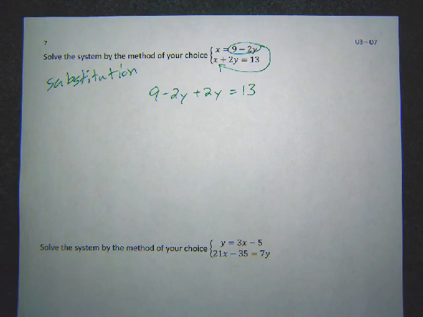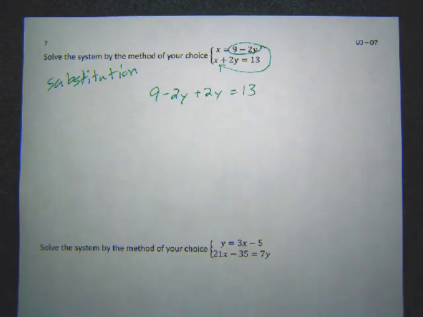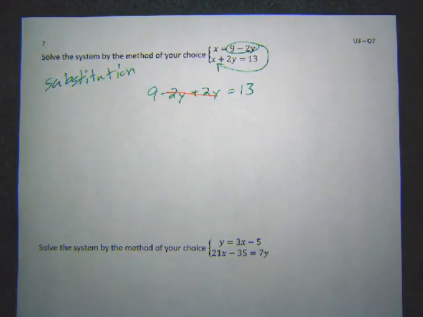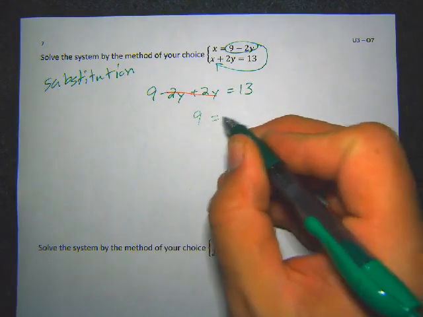So I go ahead and solve, and I say, okay, negative 2y plus 2y. Well, I notice that when I add those together, they cancel, right? Because negative 2y and positive 2y are opposites. So I end up with just 9 on this side and 13 on the other side.